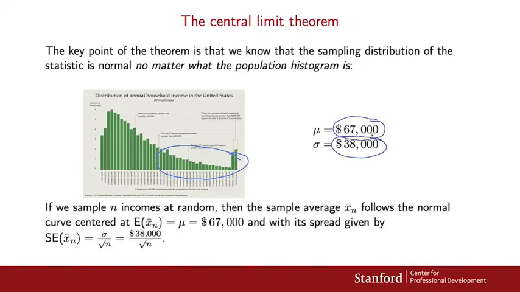So if we sample n incomes at random among all the households, then we know that the sample average follows the normal curve, even though the histogram of the incomes itself is far from normal. And to do normal approximation, we need to subtract off the expected value of the statistic, which in this case is the average of all incomes, namely $67,000. And then we have to divide by the standard error of the statistic, and we know by the square root law that one is 38,000 over square root sample size.